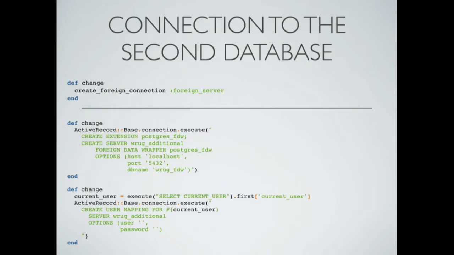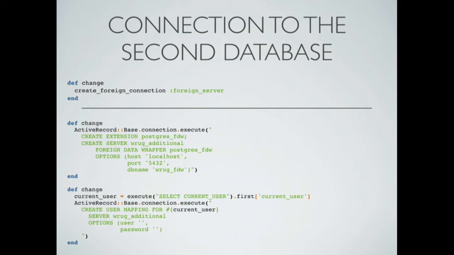So, to start from the beginning, how can we do it in a Rails app? We need to create a migration, and the upper part of the slide is how I was doing it with the gem, and the lower part of the slide is how it was created using pure SQL. And with the gem, it's very easy. We have create foreign connection, and it takes care of all things we need to do.